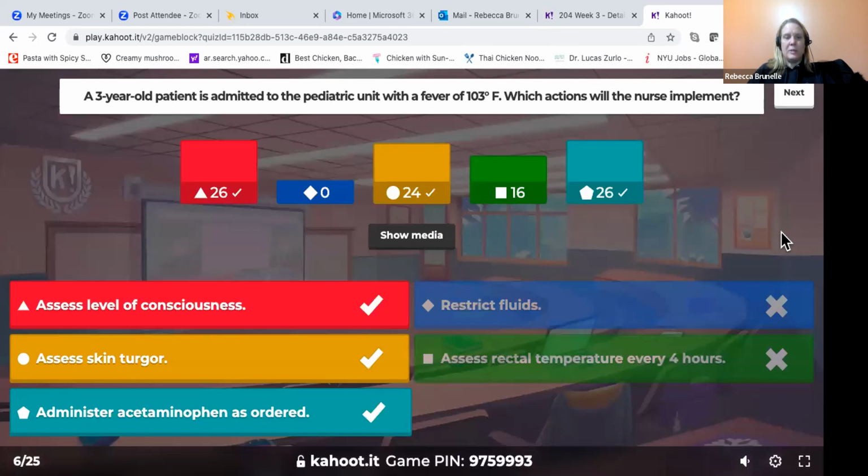All righty. So assess level of consciousness. You guys talked about seizure precautions, but assess level of consciousness for sure. Skin turgor, that's going to look at hydration status. And then administer Tylenol. Restrict fluids, you're not going to do, obviously, right? And then why is assess rectal temperature every 4 hours not correct? I didn't pay attention that it said time frame. Ah, right. Very good. Because it's rectal, right? And maybe you might check more often than every 4 hours, but the main thing here is this is a rectal temperature. So you're not going to be checking a rectal temperature every 4 hours. Very good.